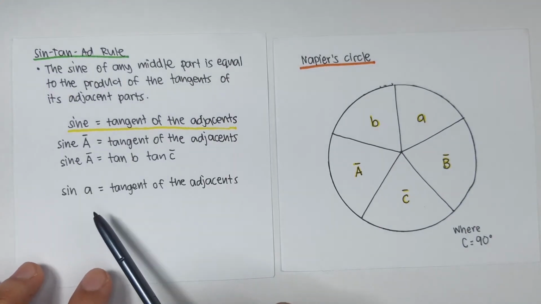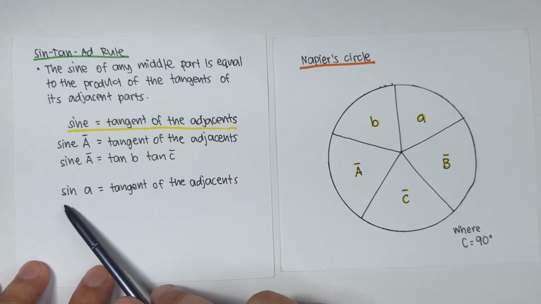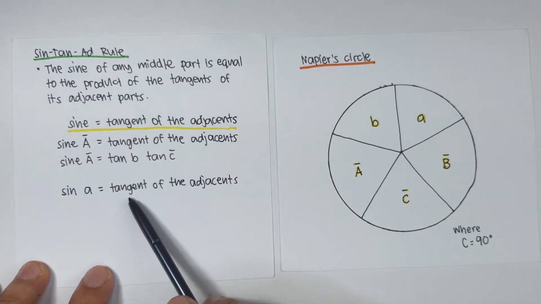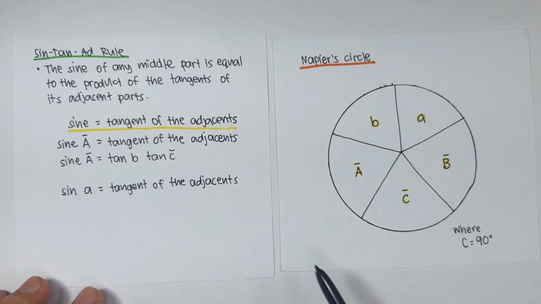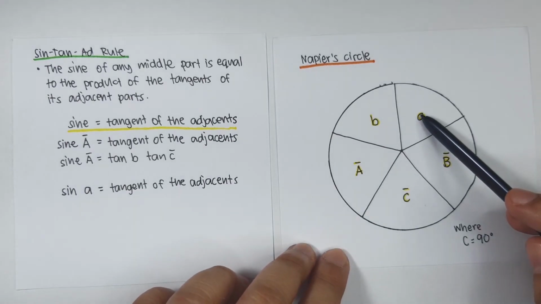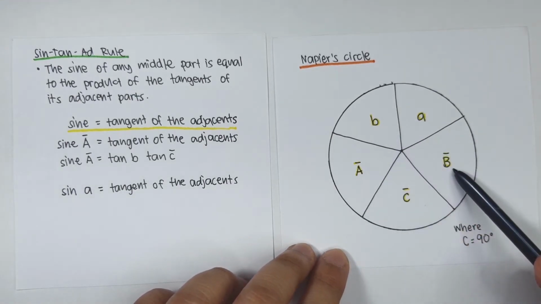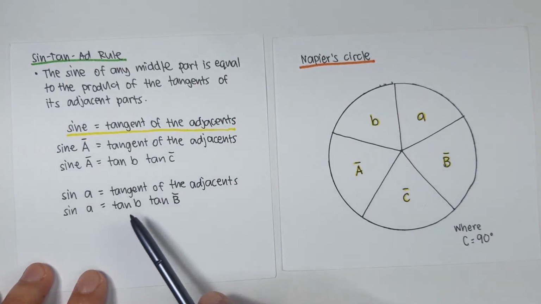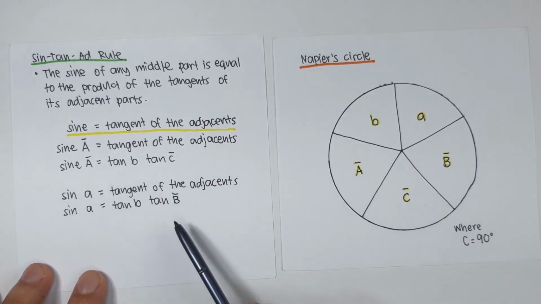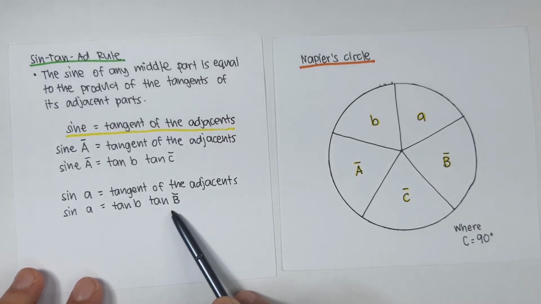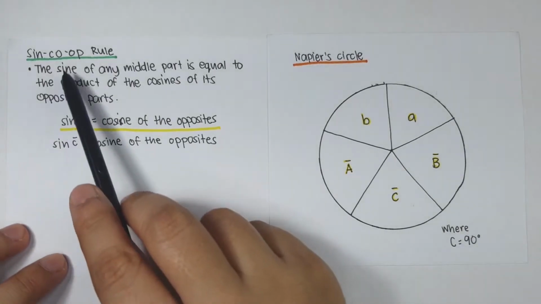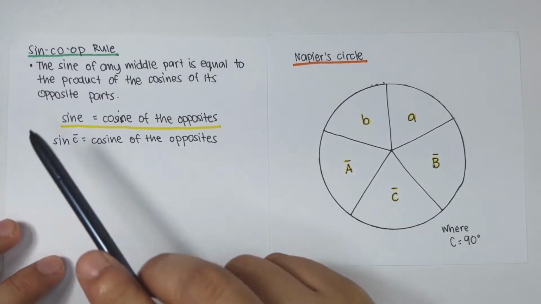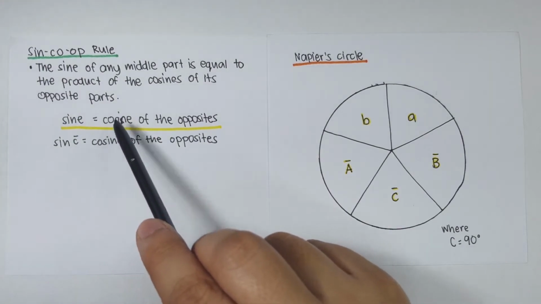Say for example, let's choose side A. So we have sine A is equal to tangent of the adjacent sides. And the adjacent sides of side A are side B and angle B bar. So that is sine A is equal to tangent of B times tangent of B bar. Now let's try the sin co-op rule. That's sine is equal to cosine of the opposite.